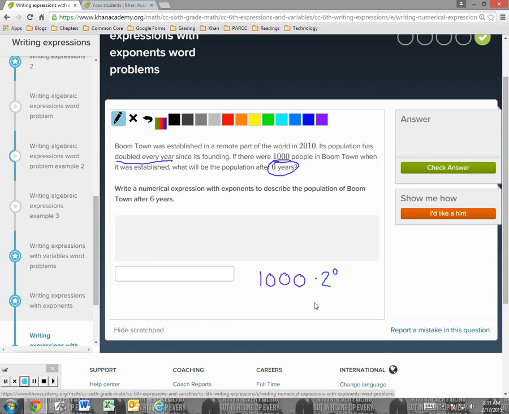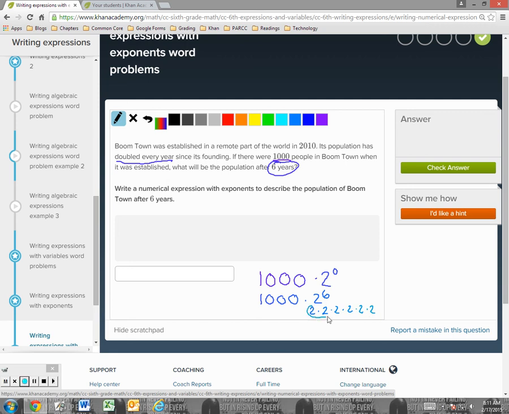Is it 6 years? So what if I took 1,000, and multiplied it by 2 to the what power? Because we're doing it after what? 6 years? Let's see if this works. What does 2 to the 6 power mean? Does it mean 36? Or what does 2 to the 6 power mean? What do you got there, Frank? Two times 2 times 2 times 2 times 2 times 2. So 6 2s.